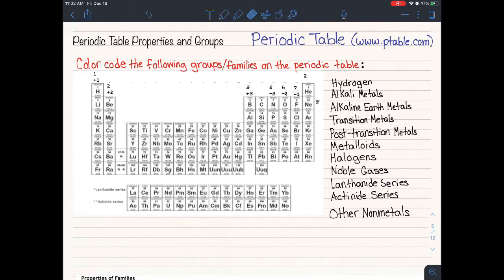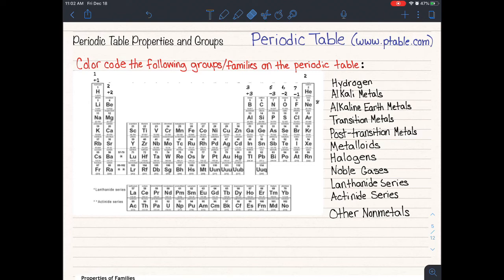For the first part of this lesson, we are going to take a little bit of time to color code a periodic table according to the families that exist on the periodic table. This is something we have talked about in the past, but now the important part is we understand a little bit more the role that the valence electrons have, and we're going to continue to develop that over the course of this class.